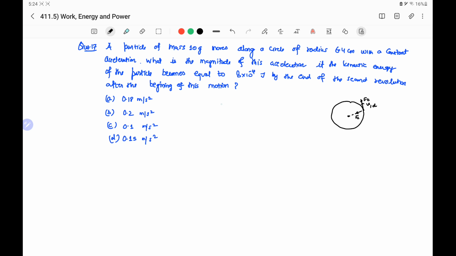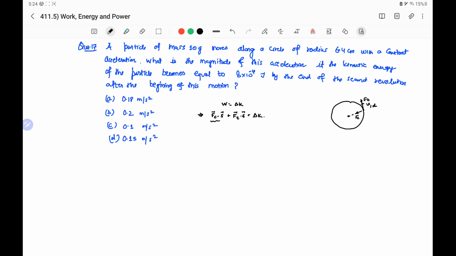Using the work energy theorem, that is work equal to change in kinetic energy, this implies that work due to the centripetal force Fc dot S plus work due to the tangential force Ft dot S, and this is equal to delta K, that is the change in kinetic energy.